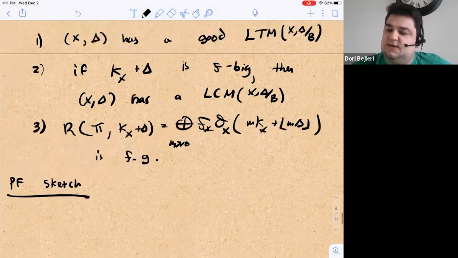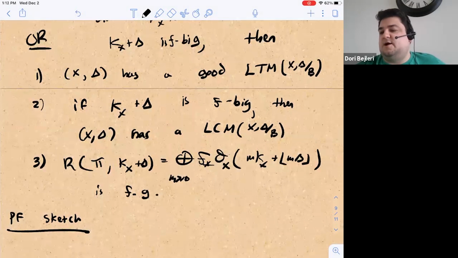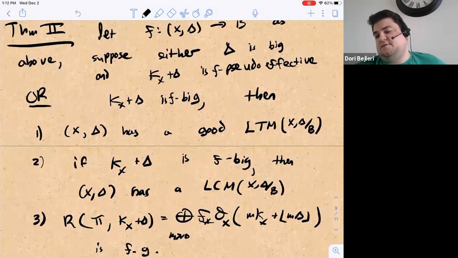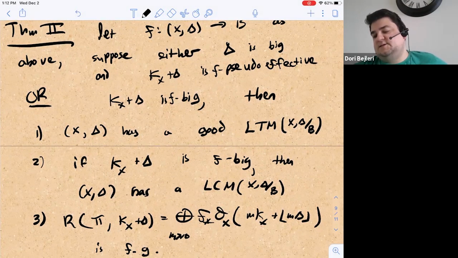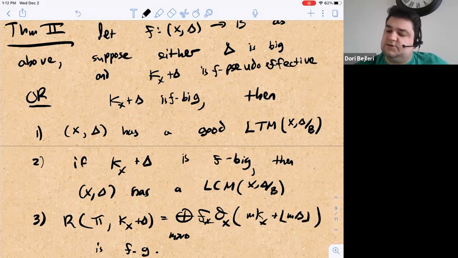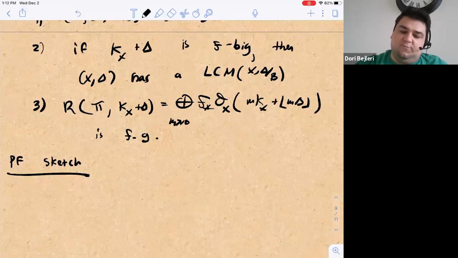So the issue is, we want to apply theorem 1 directly, but we have these two possible assumptions. If delta is big, then we just apply theorem 1 and we know that we can run MMP with scaling. But the other possibility is that we don't assume anything on delta, but we have that kx plus delta is big. So we're in the log general type case. First, let's see why we can still apply theorem 1 in that case.